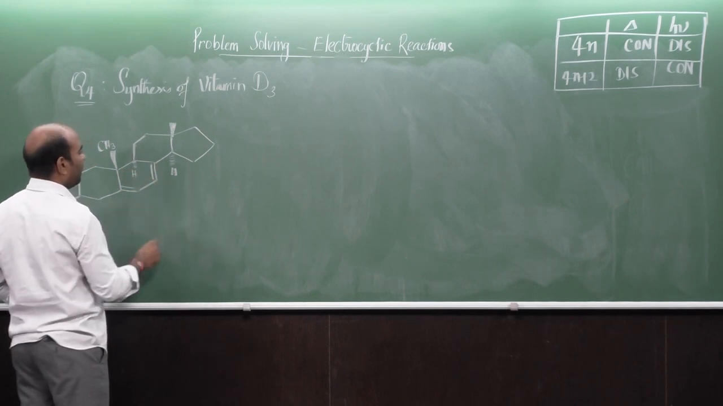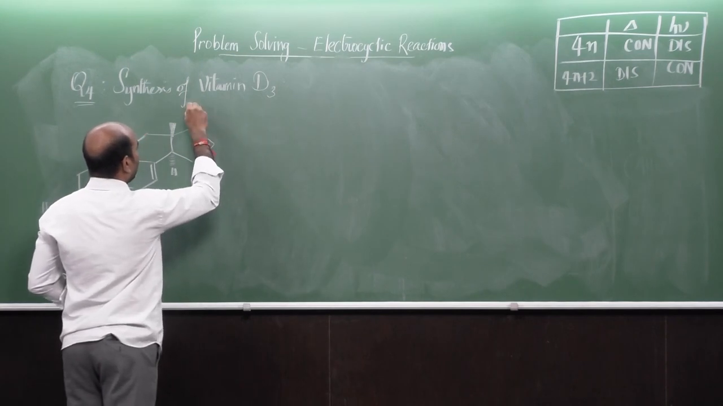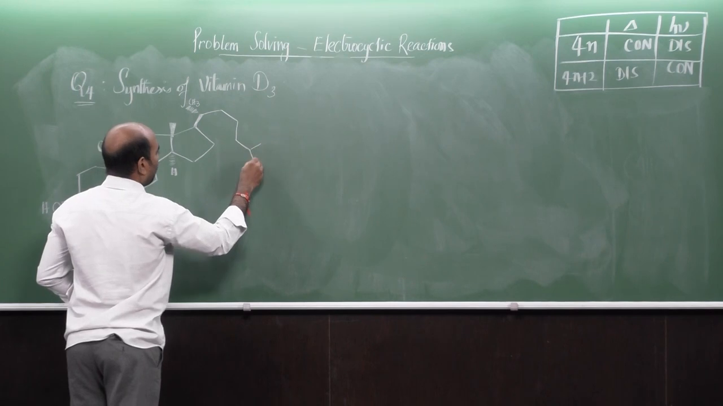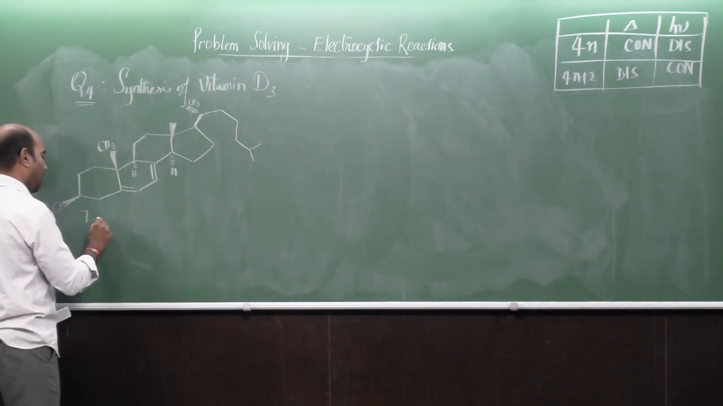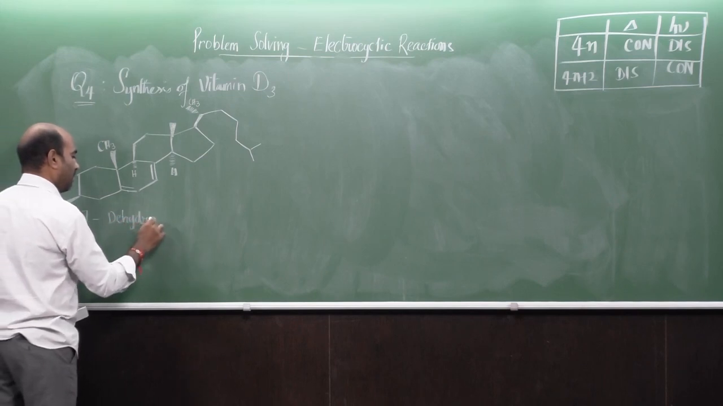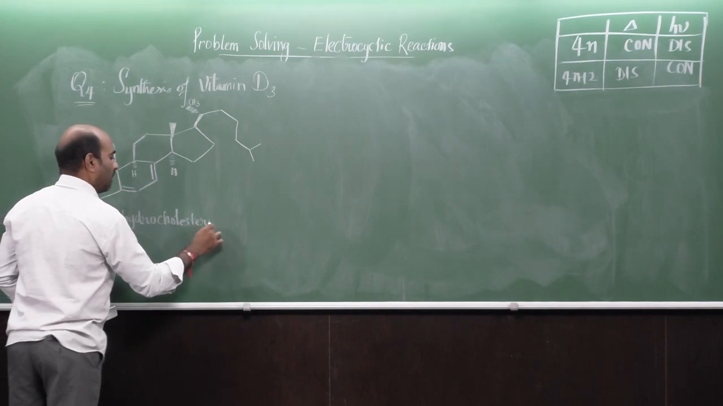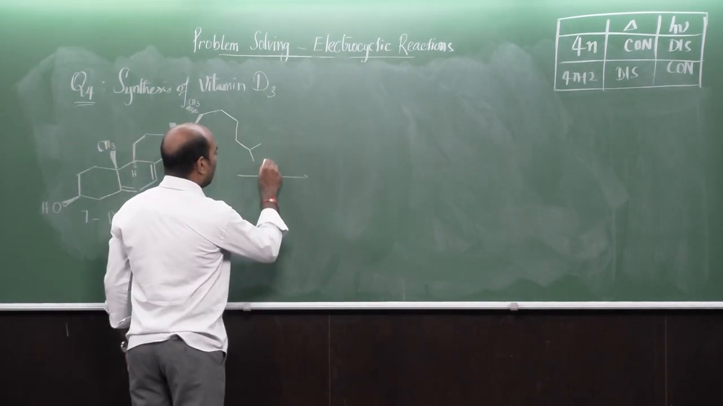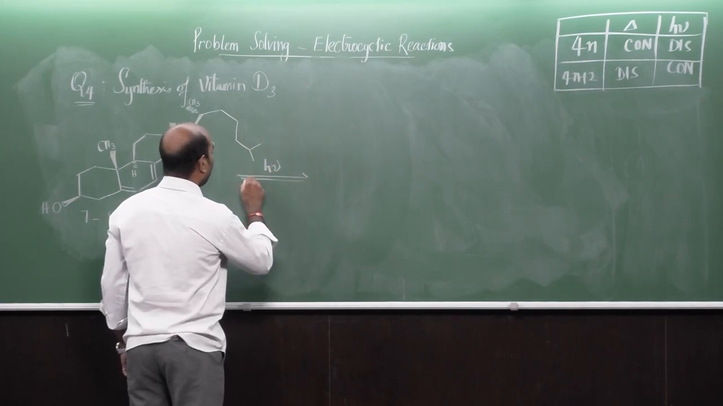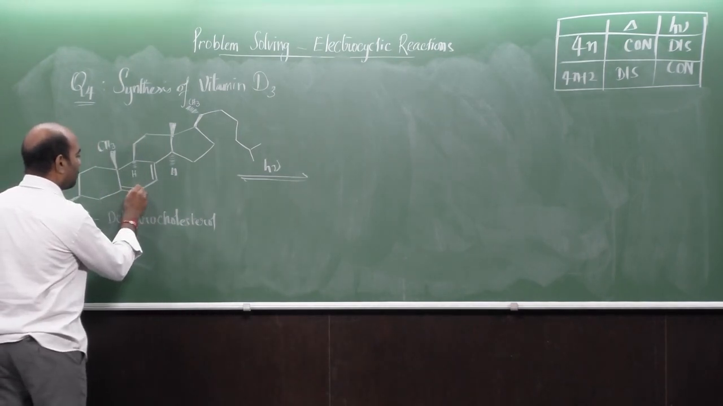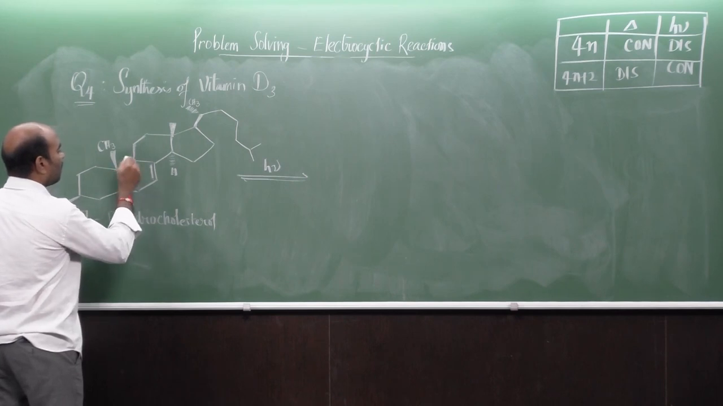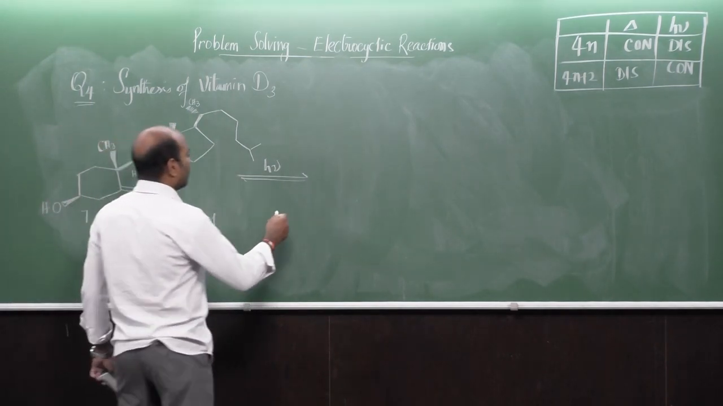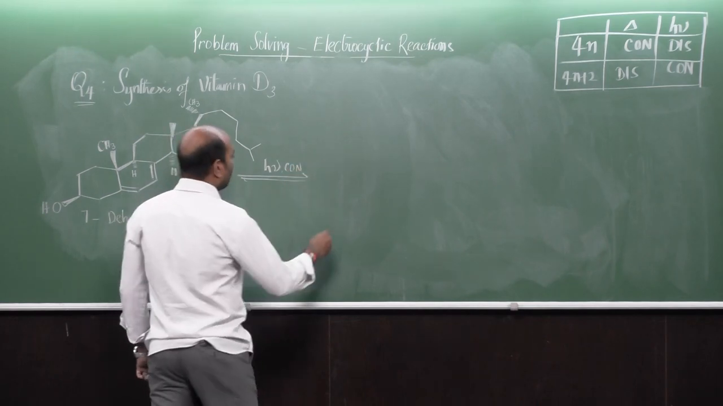CH3. So, two double bonds are there in the ring B, and then this one. A methyl group is there again here as a substituent. So, this is 7-dehydrocholesterol. What happens in this molecule is, on absorbing the light, h nu, this is a 4n pi electron system where these two pi bonds and this sigma bond are involved in the electrocyclic ring opening. So, for 4n plus 2, which mode is allowed? Con mode is allowed. So, under con mode of rotation, it opens up.